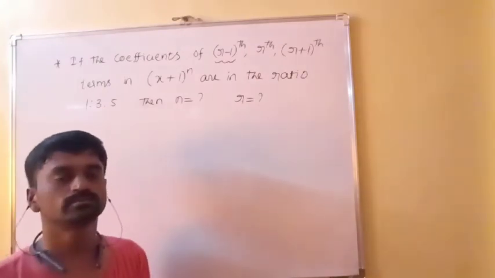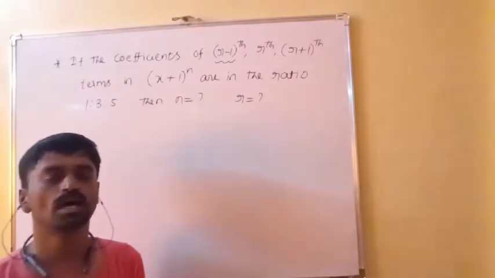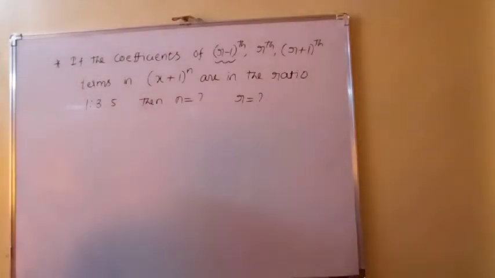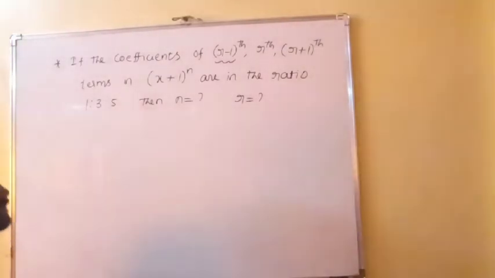So look at this problem. The coefficients of three consecutive terms. What are those three consecutive terms? r minus 1, r, r plus 1. So then what is the value of n? The formula for r, in the ratio 1:3:5. Then what is the n value? What is the r value?